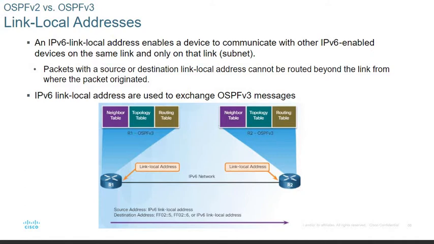OSPFv2 versus OSPFv3: link-local addresses. An IPv6 link-local address enables a device to communicate with other IPv6 enabled devices on the same link and only on that link, subnet. Packets with a source or destination link-local address cannot be routed beyond the link from where the packet originated. IPv6 link-local addresses are used to exchange OSPFv3 messages.